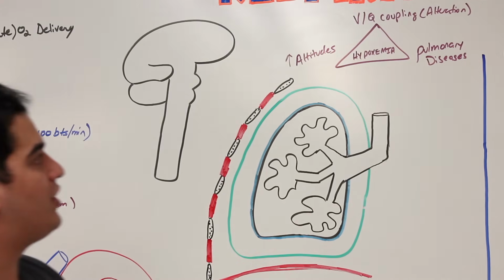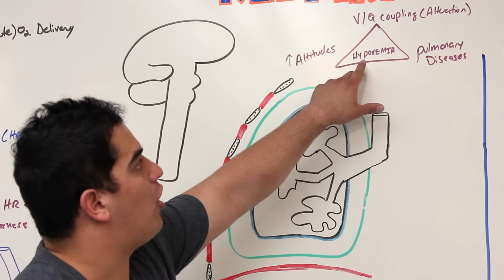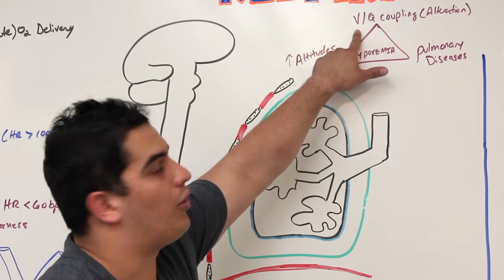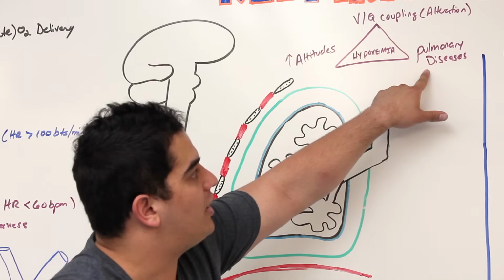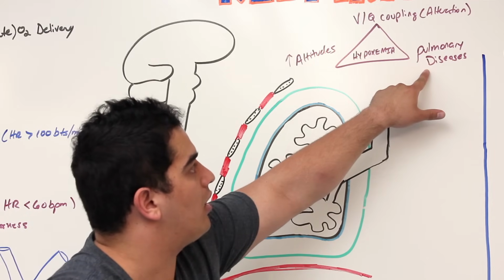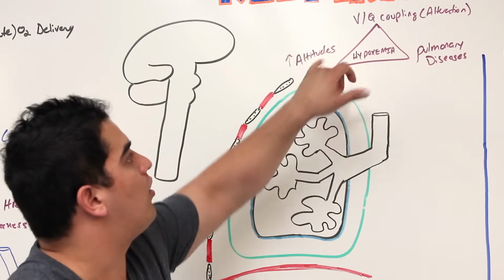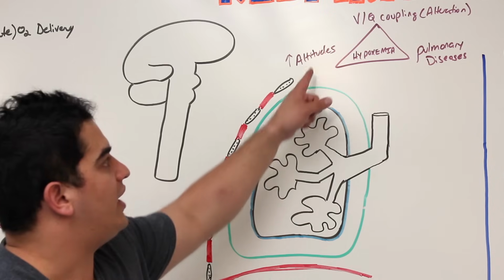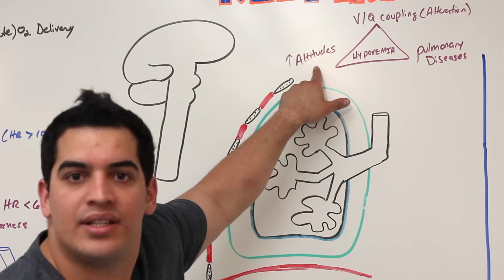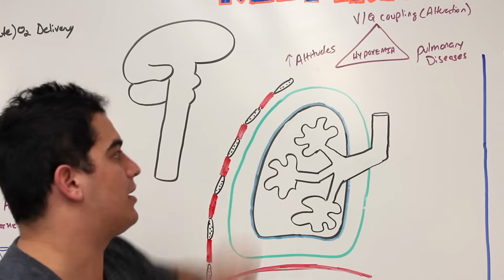So again, 3 situations that would become apparent with a hypoxemia that causes it is any type of situation altering the ventilation perfusion coupling, any situation like a pulmonary disease, like chronic obstructive or even restrictive pulmonary diseases, or high altitudes. So let's start off with the easy one, high altitudes. How can this cause hypoxemic hypoxia?